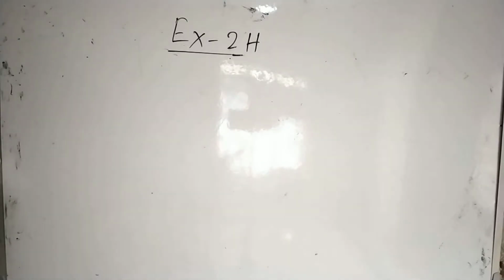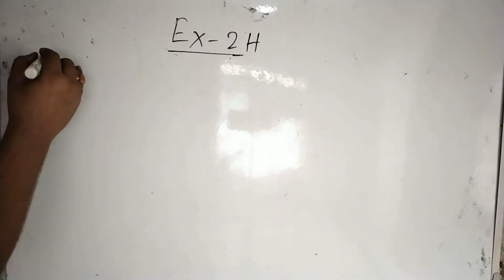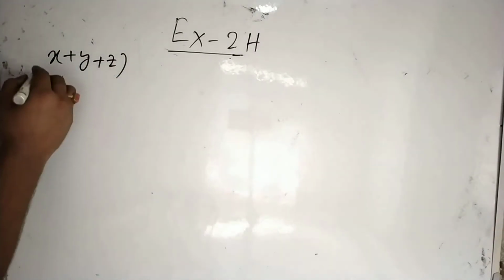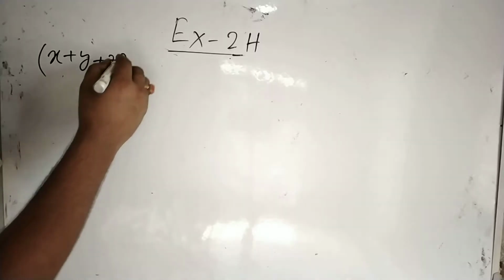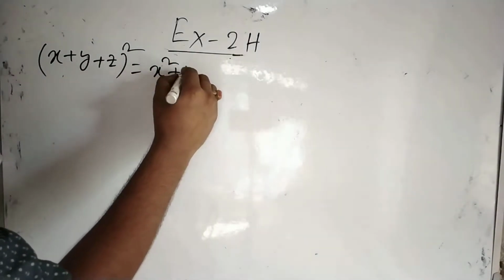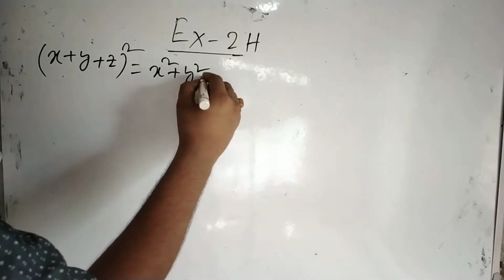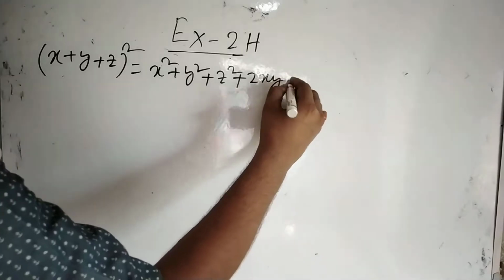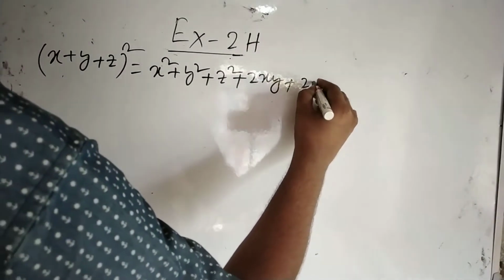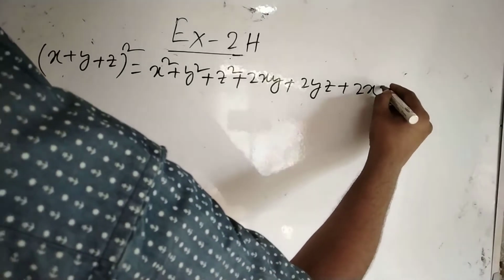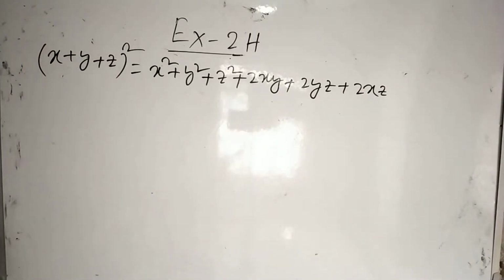Here we will have to find out the square of a trinomial. Trinomial, if it is x plus y plus z, then the square of this will be x square plus y square plus z square plus 2xy plus 2yz plus 2xz, or zx, whatever.